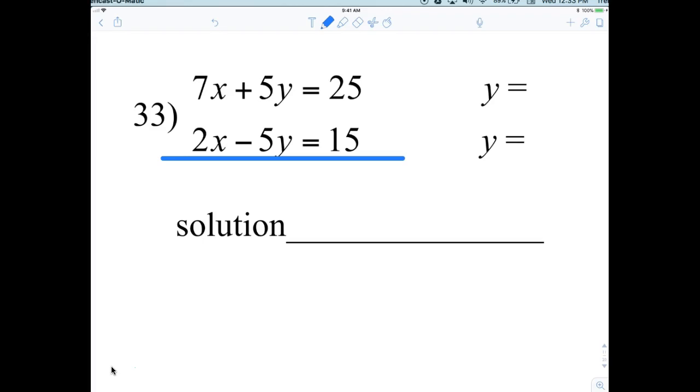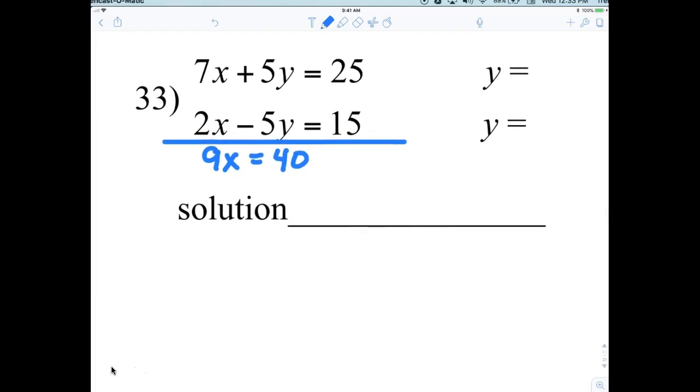All right? Now, we're going to add this. I got 9x is equal to 40. Now, again, this one's kind of annoying because it's a fraction. But still, x is equal to 40 divided by 9, or 40 over 9. Michael. Oh, you divided by 9. I added 25 plus 15, right? 25 plus 15. Michael, you all good now?